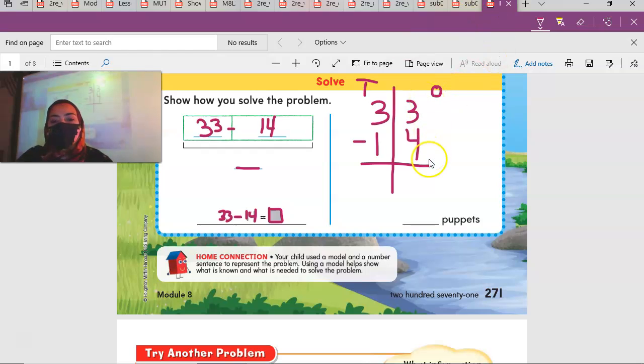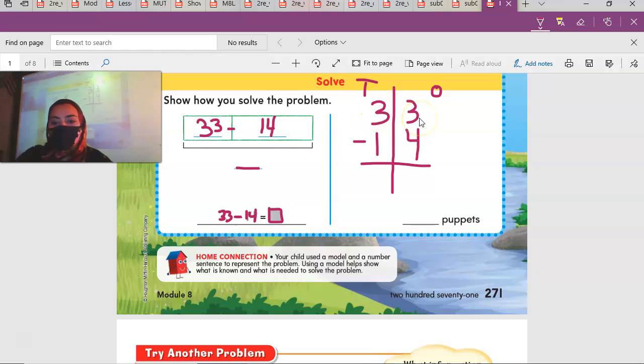You don't have to unless you have the problem of being confused. Okay? So looking in the ones place, 3 take away 4. Can we do that? No. If the top number is smaller than the bottom number, we have to regroup. Regroup means borrowing from the tens place. Let's say it again. If the top number is smaller than the bottom number, you have to regroup. So we have to regroup. That means we have to borrow from the tens.